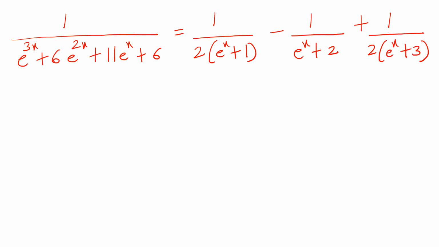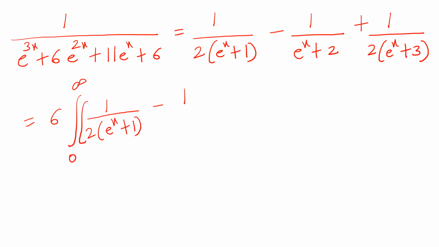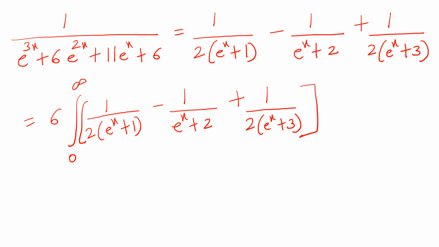So that means the given integral now becomes equal to, I am taking out 6 common out of the integral. So it becomes 6 into integral 0 to infinity of 1 upon 2 into e to the power x plus 1 minus 1 upon e to the power x plus 2 plus 1 upon 2 into e to the power x plus 3 dx.